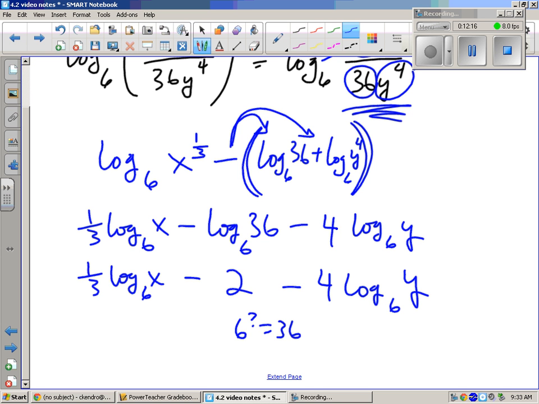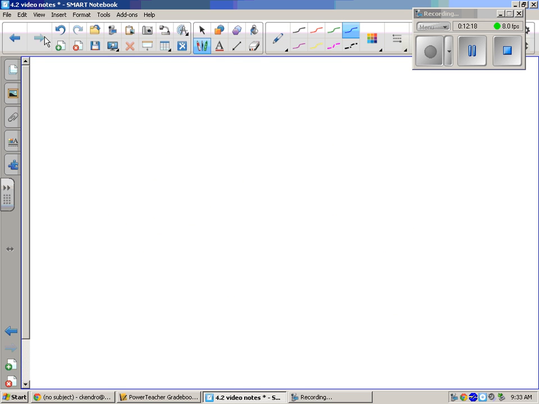All right, we got a little bit more here. What if we want to condense rather than expand? So condense means we have to go in reverse. All right, so the first step is to put the powers back.